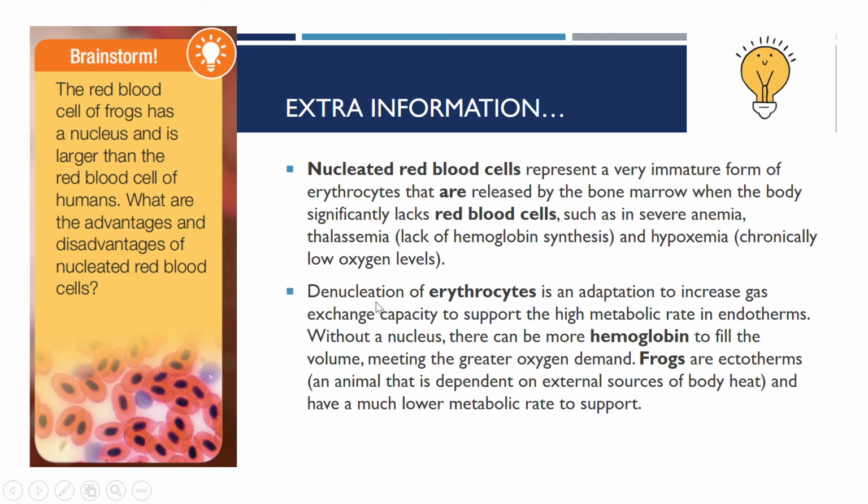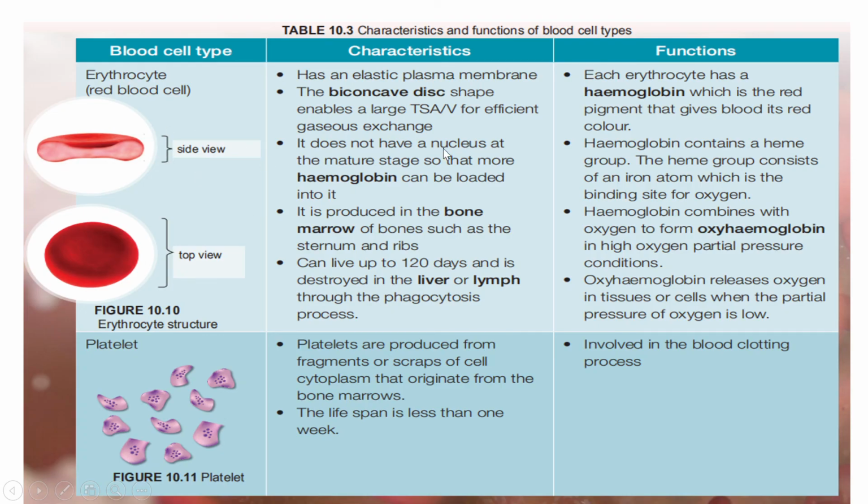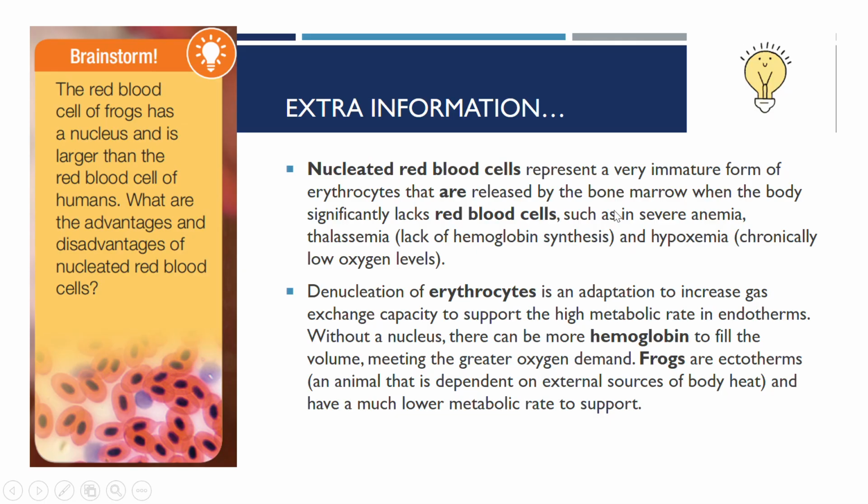Just now we mentioned that without the nucleus, they can load more hemoglobin and hence are very effective in transporting oxygen. But do you know that the red blood cells of frogs, unlike human beings, have a nucleus? Now, what is the significance of that? Maybe you can read on it.